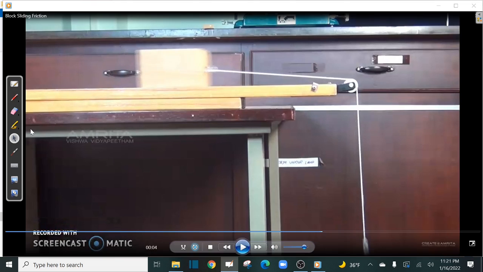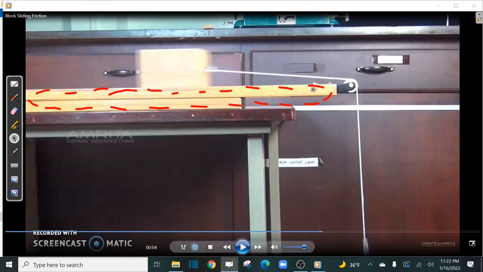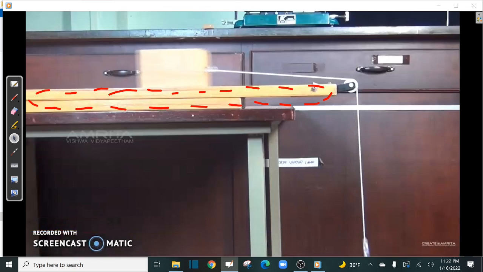But what if I change my system? Now, instead of my block being the system, what if I call the wooden table my system? In what direction does the frictional force act now on this specific object? Well, guys, we already know that the force acting on the block points toward the left. But remember, guys, according to Newton's third law, for every action, there's an equal and opposite reaction.